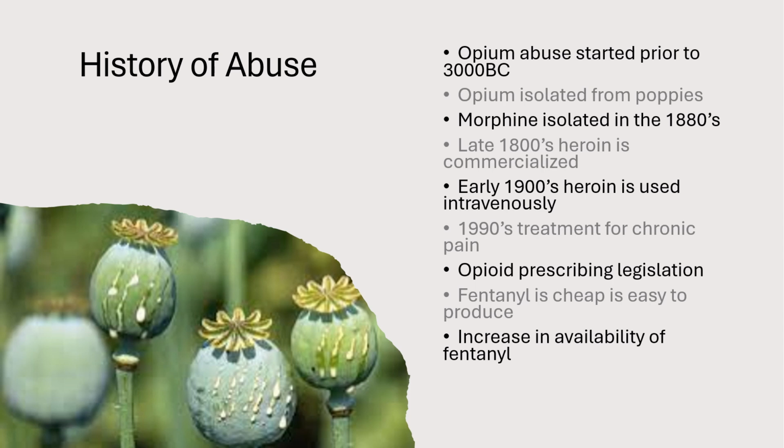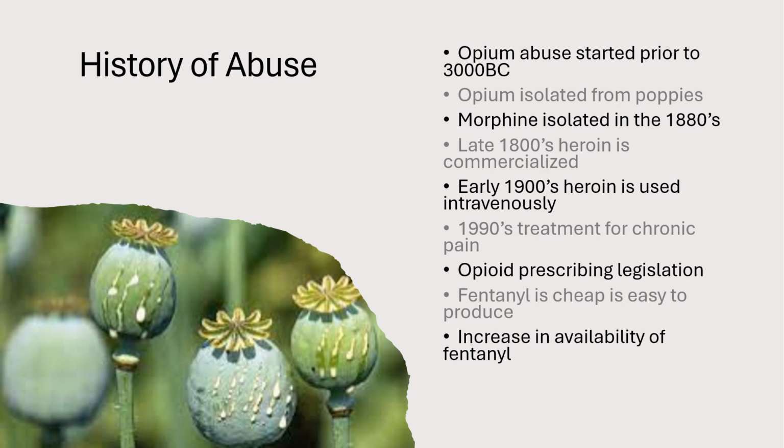Opioids have been abused since 3000 BC by use of opium derived from poppies. The isolation of morphine from poppies in the 1800s led to an increase in opiate use. In the late 1800s, heroin was available commercially, and in the early 1900s, heroin was being abused intravenously. The rise in medical advancements in the 1900s led to formulation of analgesic compounds for use in the surgical arena.